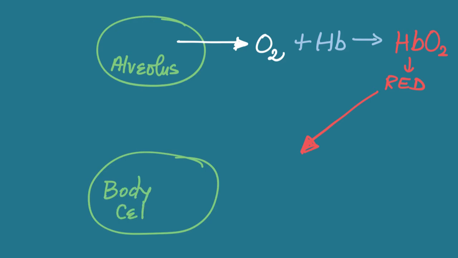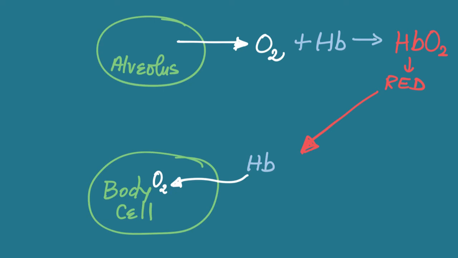Now this oxyhemoglobin travels in the bloodstream to the body cells. In the body cell, the hemoglobin releases the oxygen, so it becomes blue again, and the oxygen is released into the body cell. So there's your oxygen going into the body cell to help with cellular respiration.